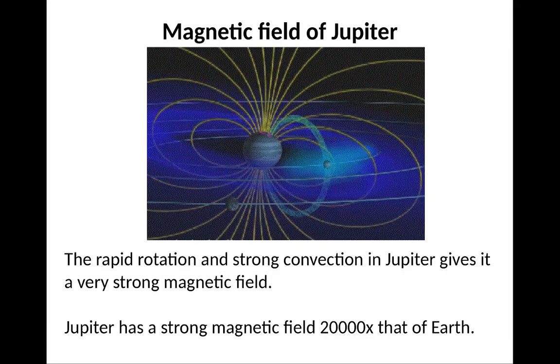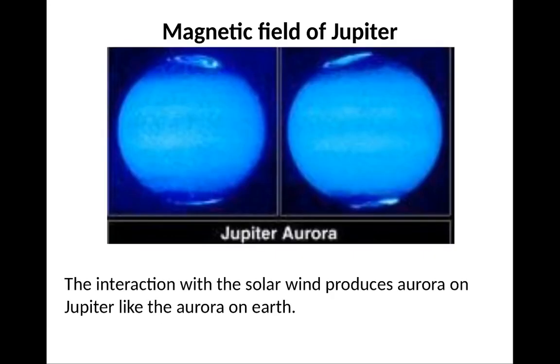The strong rapid rotation and strong convection of Jupiter give it a very strong magnetic field. Jupiter's magnetic field is 20,000 times greater than that of the Earth's. And because of that, Jupiter can actually have aurora. Jupiter's magnetic field interacts with the solar wind, which produces aurora on Jupiter, just like the aurora we have on Earth. So the solar wind hits the magnetic field of Earth, basically, and then sends charged particles down, which produces the aurora borealis that we see on Earth. On Jupiter, we see the same thing.